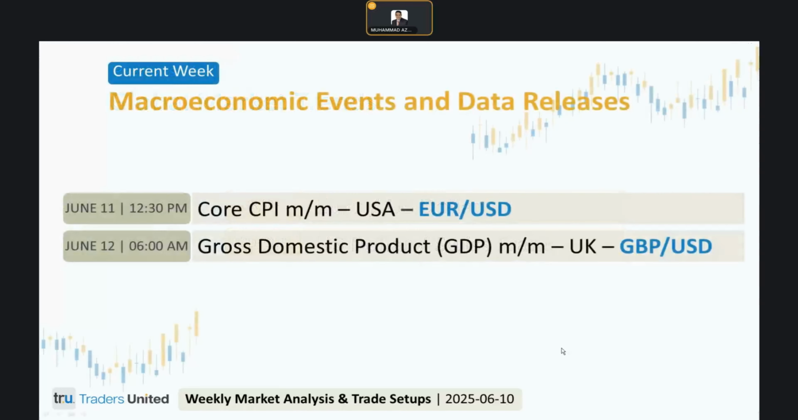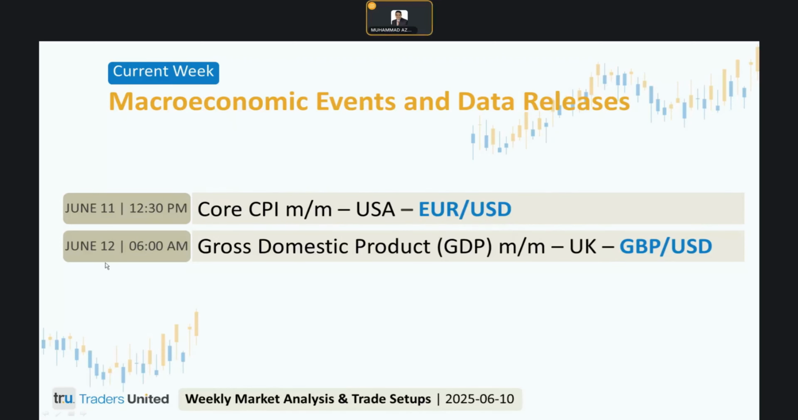Okay, next let's talk about the current week macroeconomic events and data releases. So the current week fundamental analysis. On June 11th at 12:30 p.m., we're going to get the core CPI, month over month, in USA. And the currency pair we are interested to watch out for is the euro dollar currency pair.